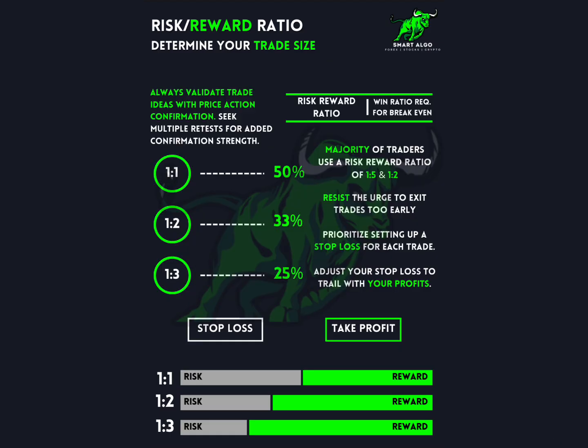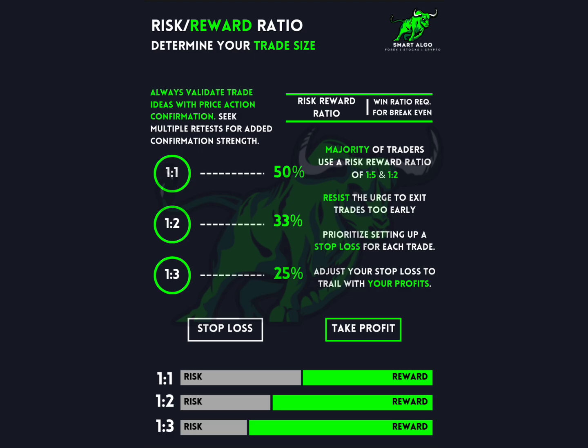Now, taking a look at the risk and reward ratio page in our ebook, everything is about balancing how much you're willing to risk with the potential reward you're aiming for. So we typically suggest 3 key ratios to consider: 1-to-1, 1-to-2, and 1-to-3. A 1-to-1 ratio basically means you're setting your take profit and stop loss at the same distance from your entry point. It's a balanced approach where your potential gain is equal to your potential loss.